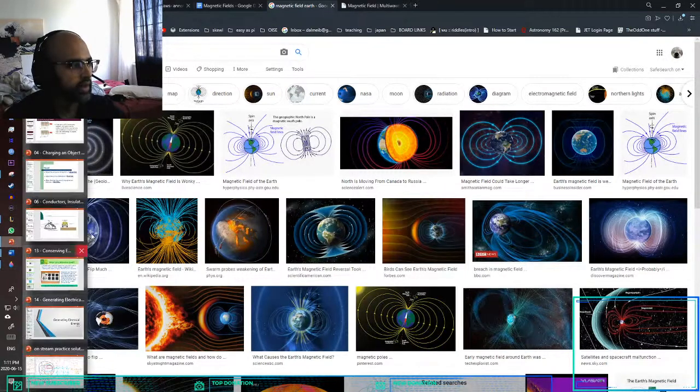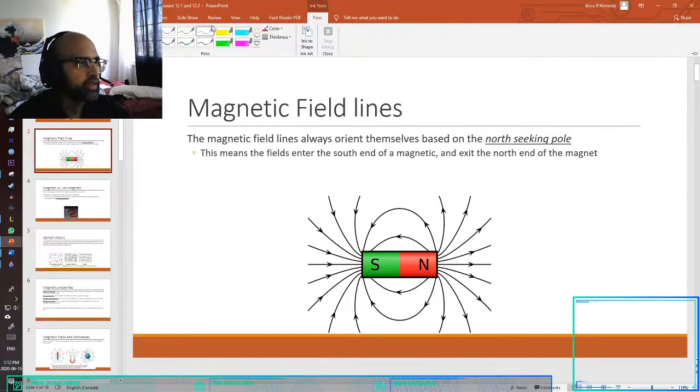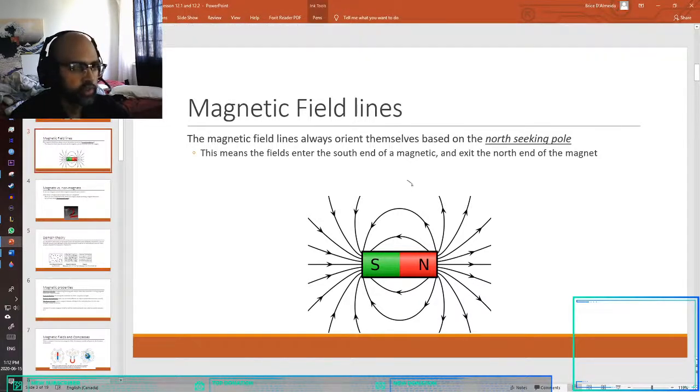So, those are magnetic field lines, and sometimes they're called the north-seeking pole. What does that mean? If we were to draw a compass and slap it in there, it would point in the direction of north, the north-seeking pole. So we put a compass over here, and it will align itself to point in the direction of north.